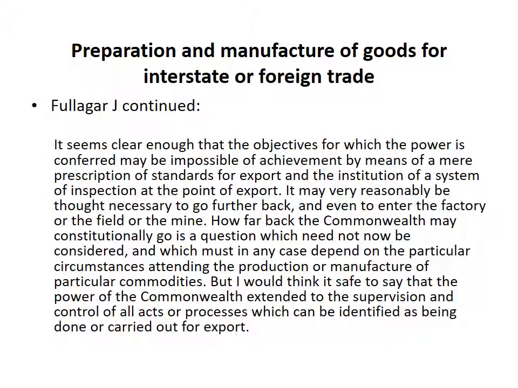How far back the Commonwealth may constitutionally go is a question which need not now be considered, and which must in any case depend upon the particular circumstances attending the production or manufacture of particular commodities. But I would think it safe to say that the power of the Commonwealth extended to the supervision and control of all acts or processes which can be identified as being done or carried out for export."